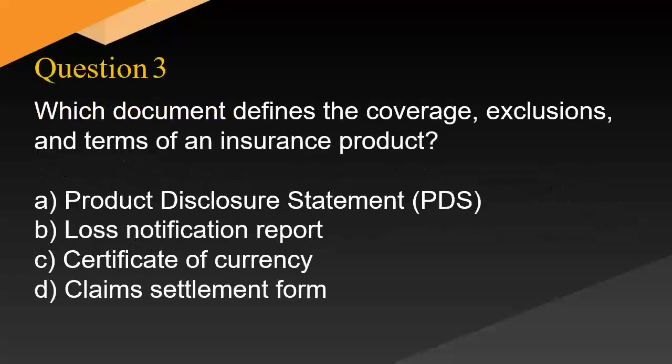Which document defines the coverage, exclusions, and terms of an insurance product? A. Product Disclosure Statement (PDS). B. Loss Notification Report. C. Certificate of Currency. D. Claims Settlement Form.